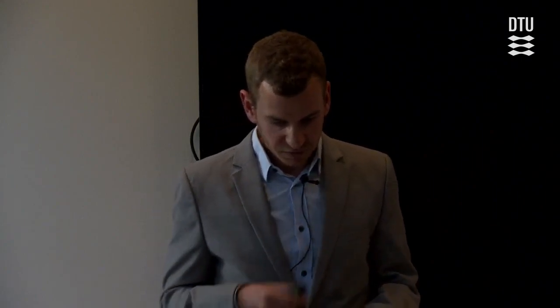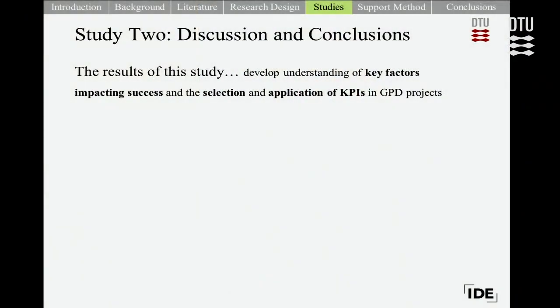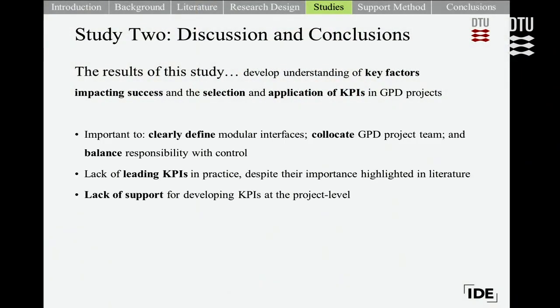So in conclusion, the results from Study 2 develop an understanding of the key factors impacting success in GPD and the selection and application of key performance indicators. And what we see is it's important to clearly define these modular interfaces and segregate the tasks in the product development process to allow for global teams to work autonomously.